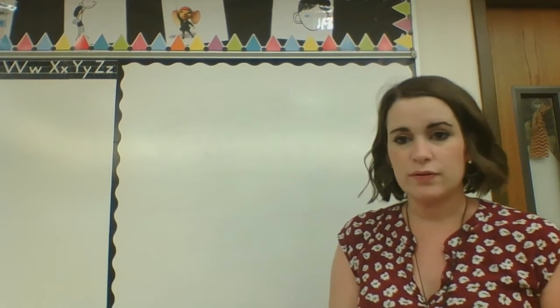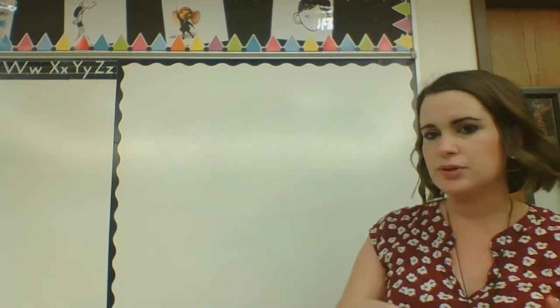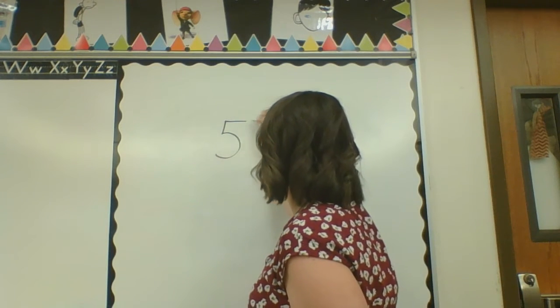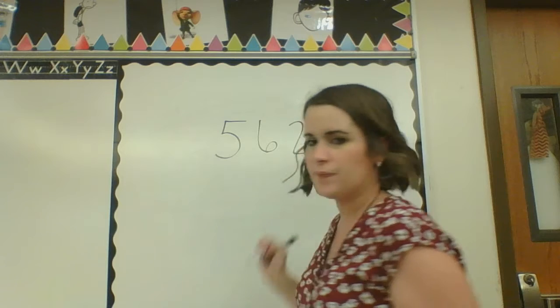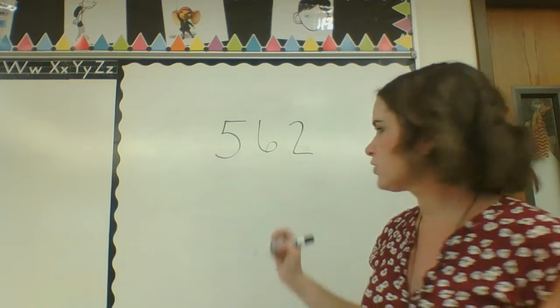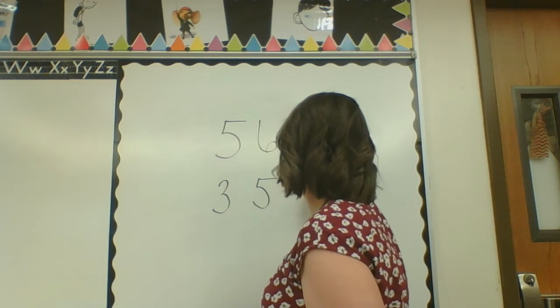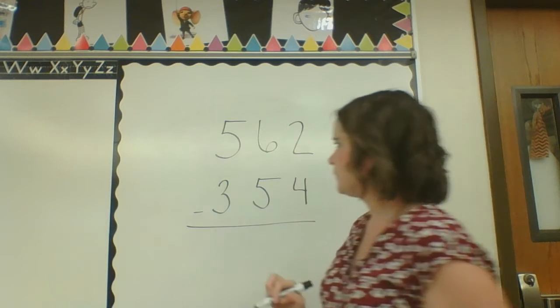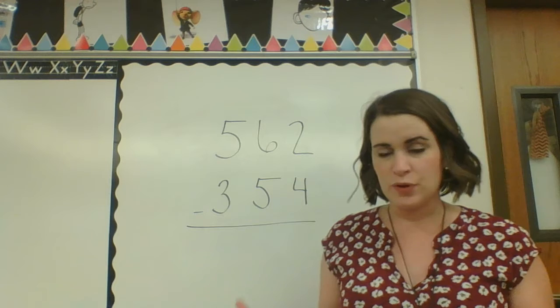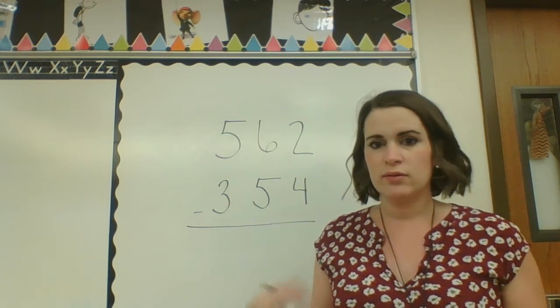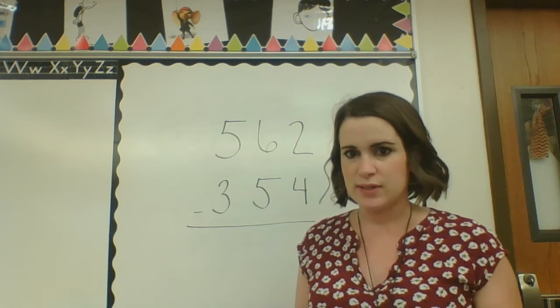Okay, so the first one we're going to do, we're going to go from simple to more challenging. We have 562, and we're going to subtract 354. So remember our poem: more on top, no need to stop. More on the floor, go next door and get 10 more. Number is the same, 0 is the game.